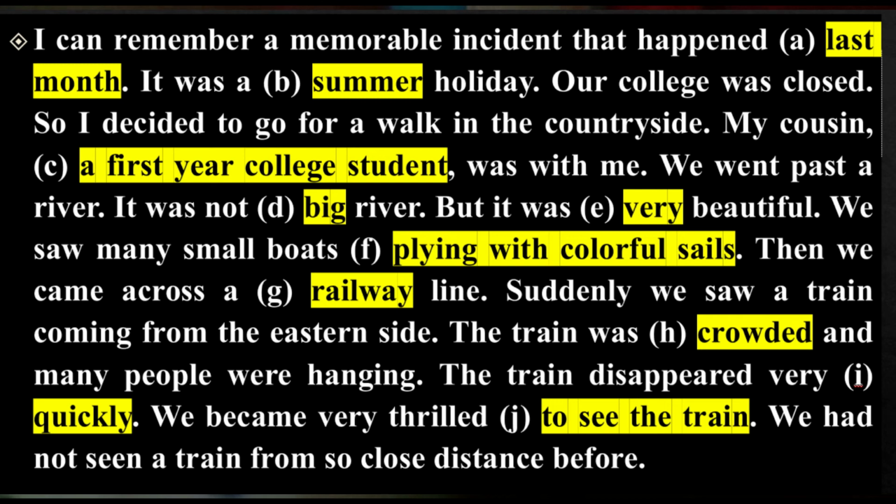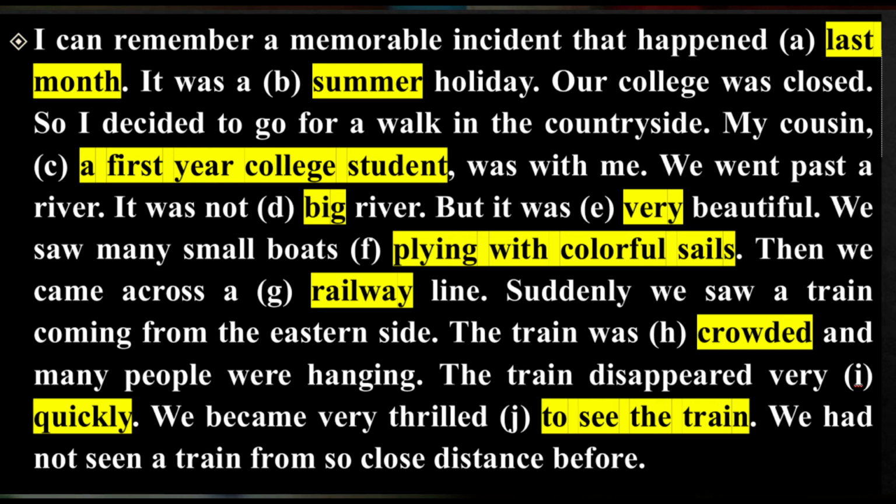Now come to the next line. But it was beautiful. Here in the gap we can use an intensifier. So it is very easy. Whenever we are asked to put an intensifier, we just put very. So this sentence we can complete like this: but it was very beautiful.